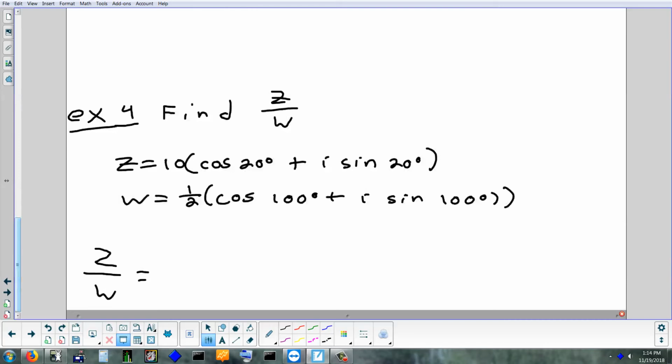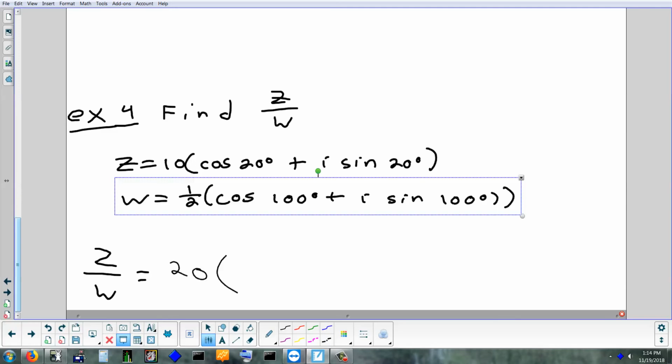Okay, so let's start with our radius. Audrey, what's my radius going to be here? Careful, if w was a 2, then 10 divided by 2 would give me 5. But in this case, w is 1/2. So what's 10 divided by 1/2? 20, yeah, it's like it doubles it. So my radius is going to be 20. 10 divided by 1/2 is the same as 10 times 2.